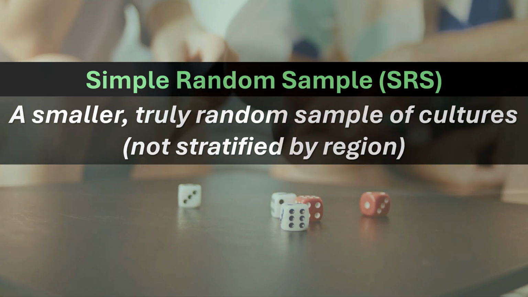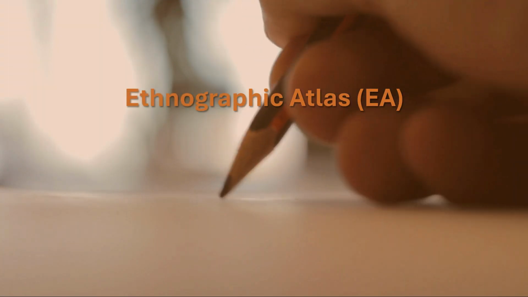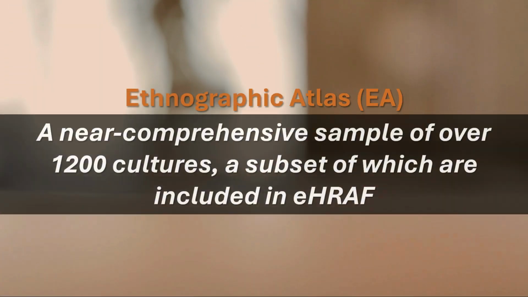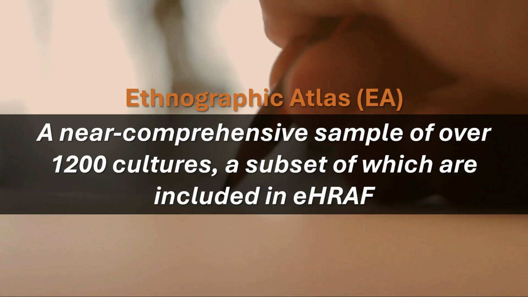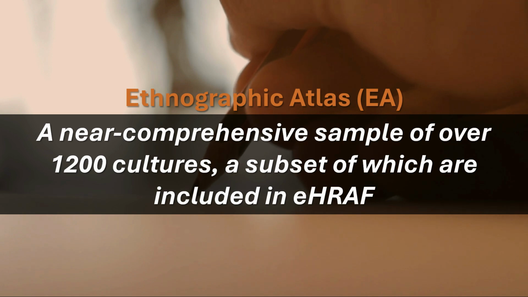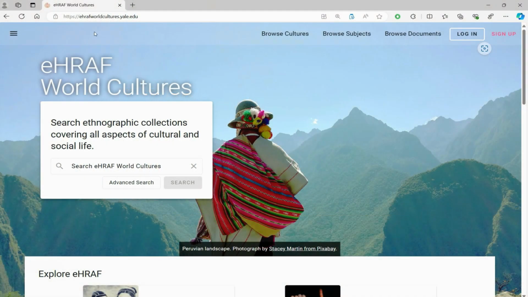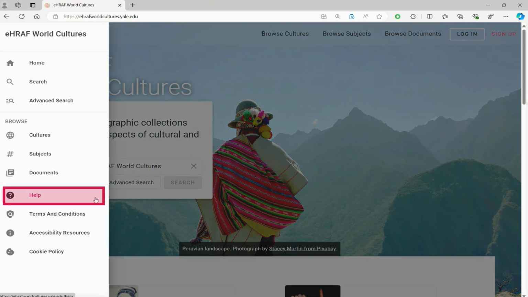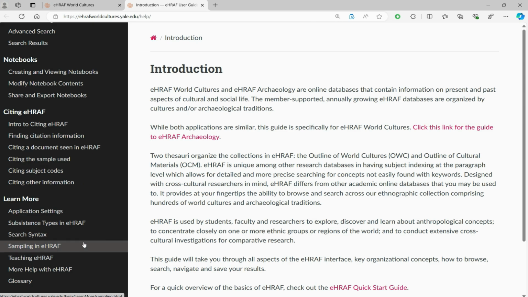Finally, eHRAF also includes a subset of cultures included in the Ethnographic Atlas, or EA, a near-comprehensive sample of over 1,200 societies. Though we will be adding more societies from the Ethnographic Atlas over time, eHRAF currently includes only a portion of these 1,200 societies. For more information about sampling, take a look at the Sampling in eHRAF section on the eHRAF Help page.